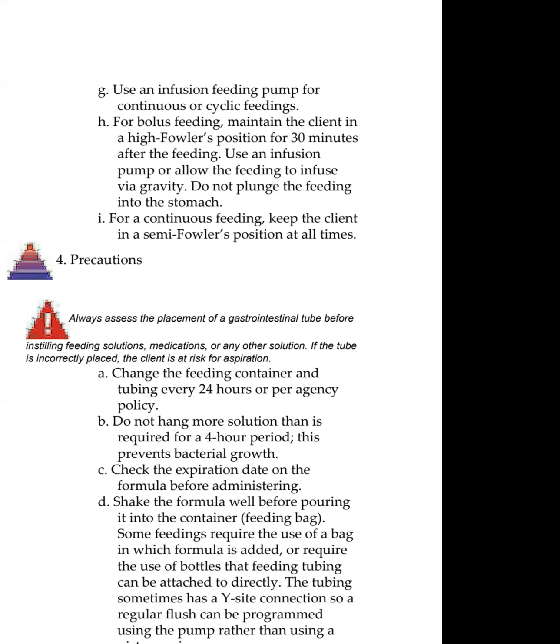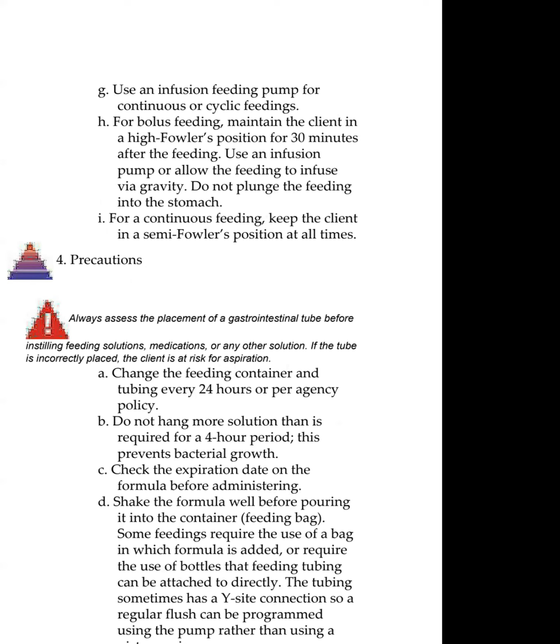Use an infusion pump or allow the feeding to infuse via gravity. Do not plunge the feeding into the stomach. For the continuous feeding, keep the client in the semi-Fowler position at all times.